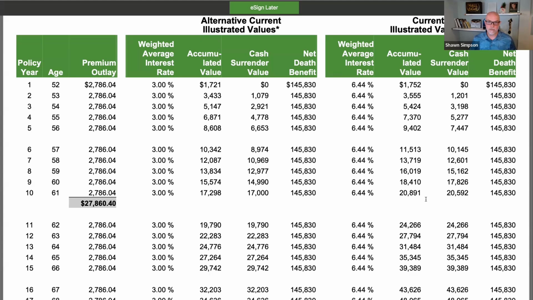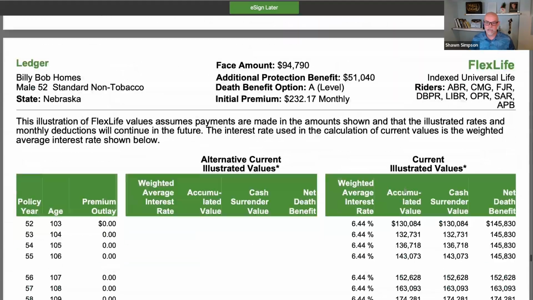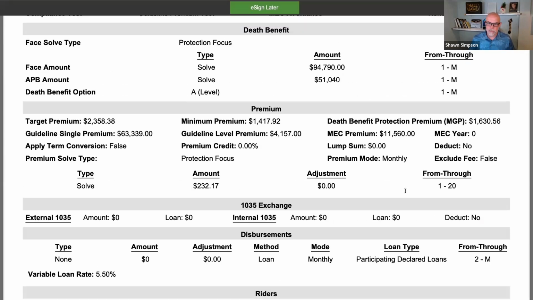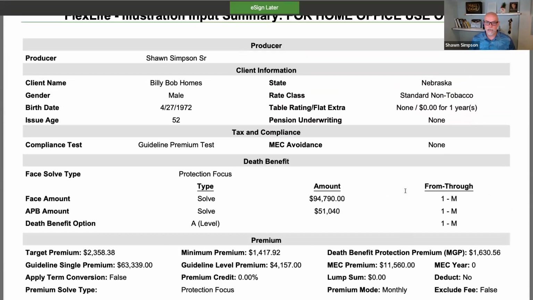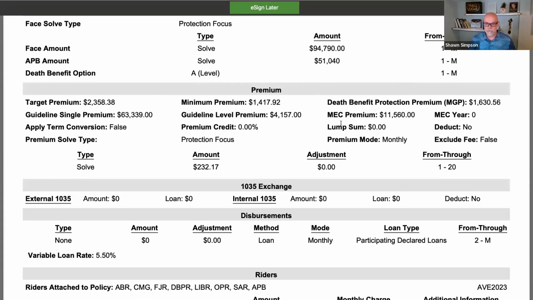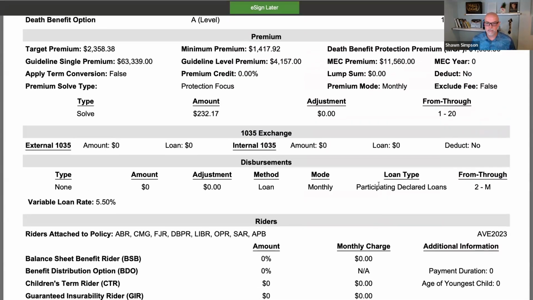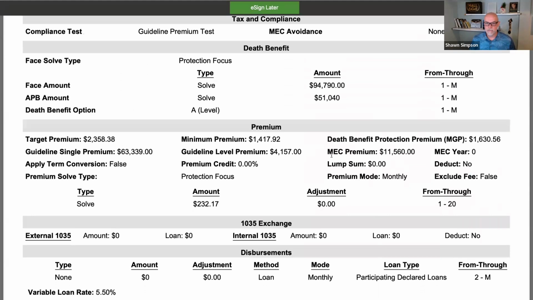MEC premium. MEC, M-E-C, stands for Modified Endowment Contract. Now, where do you find that? Well, down here on the very, very bottom, we're going to use NLG as an example. You can see the MEC premium. This is almost the last page. Well, actually, it is the last page. The MEC premium is right here.